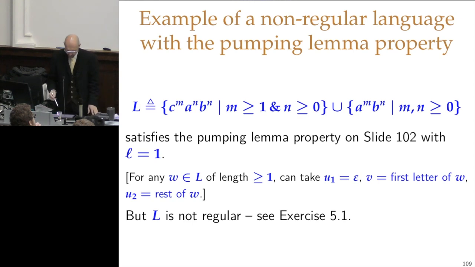So this is a somewhat artificially produced example of something that looks a bit like pieces of what we have seen. So it has c to the m, and then a to the n, b to the n. That's similar to what we've seen. So a number of c's at the front, and then the same number of a's as b's, but not the same number as c's. And that's one sub-language. And then another sub-language, which is made of a number of a's and an unrelated number of b's.